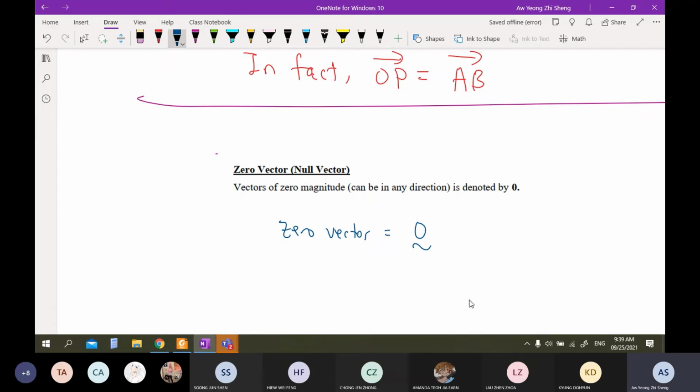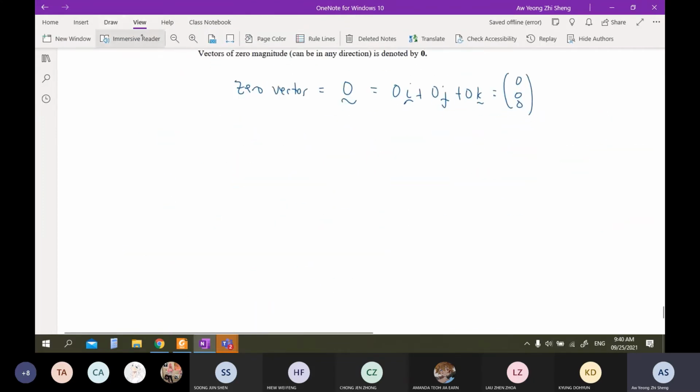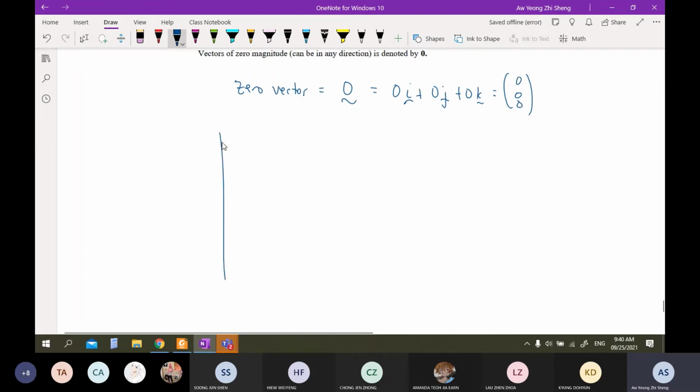So for the case of 3D, it will be equal to 0i plus 0j plus 0k, which is just 0, 0, 0. So what do you mean by a zero vector? You can imagine a zero vector as just a dot. In the 3D diagram, if this is a zero vector, then it's only a dot.